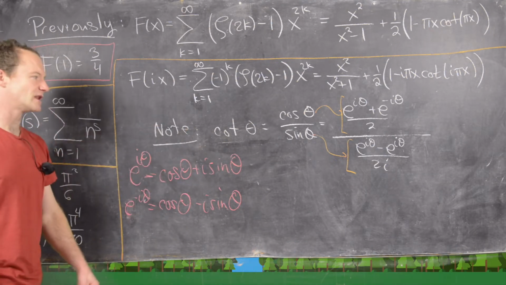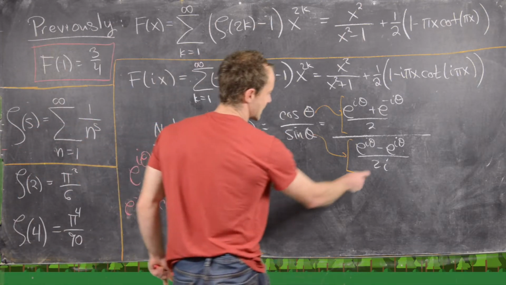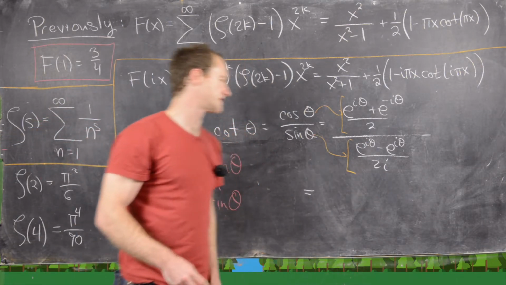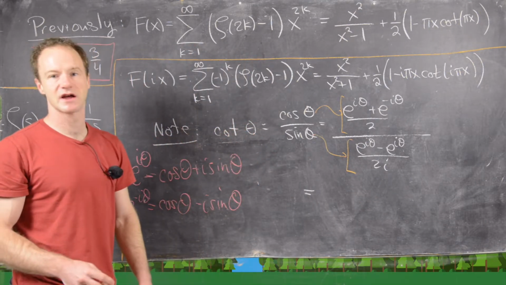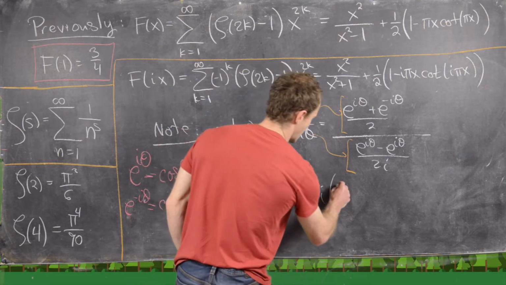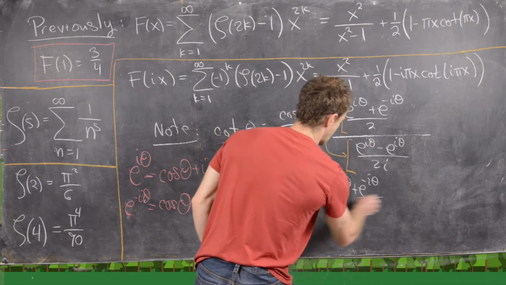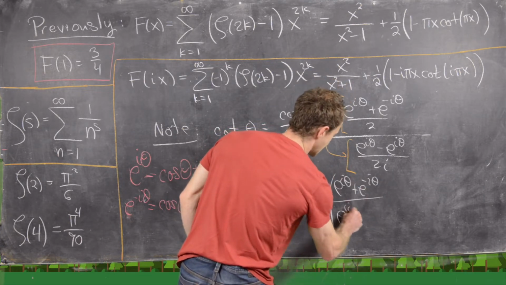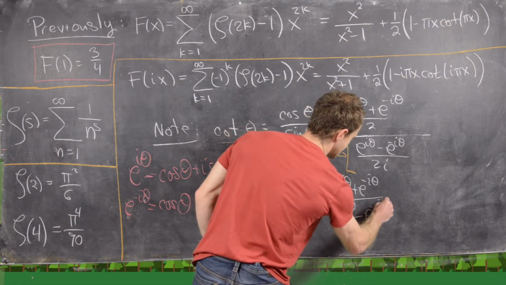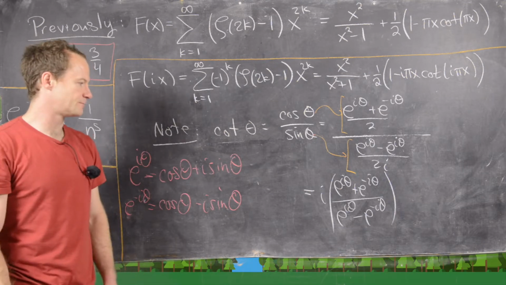Okay, so now let's notice that we can simplify that a little bit. We have these 2's which can cancel. This i, which is in the denominator of the denominator, can come up to the numerator, and that will give us i times the quantity e to the i theta plus e to the minus i theta over e to the i theta minus e to the minus i theta. So we've got something like that.